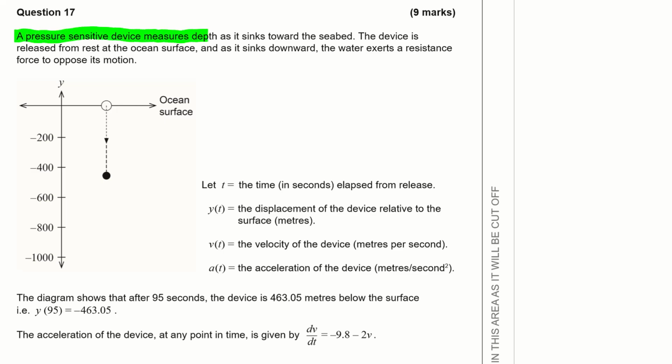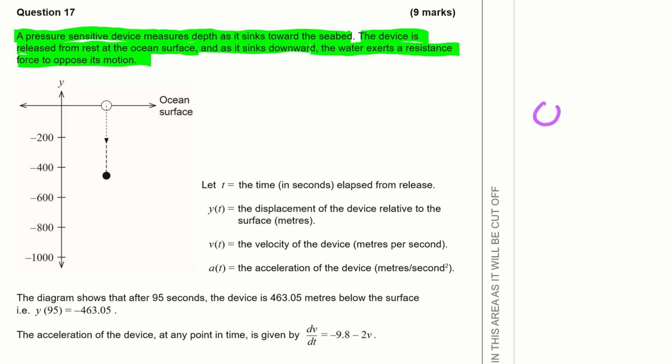A pressure-sensitive device measures depth as it sinks towards the seabed. The device is released from rest at the ocean surface and it sinks downwards. The water exerts a resistant force to oppose the motion. So we will refer to this again in the question, but basically it has its weight acting downwards like that, and there is a resistance force like so.